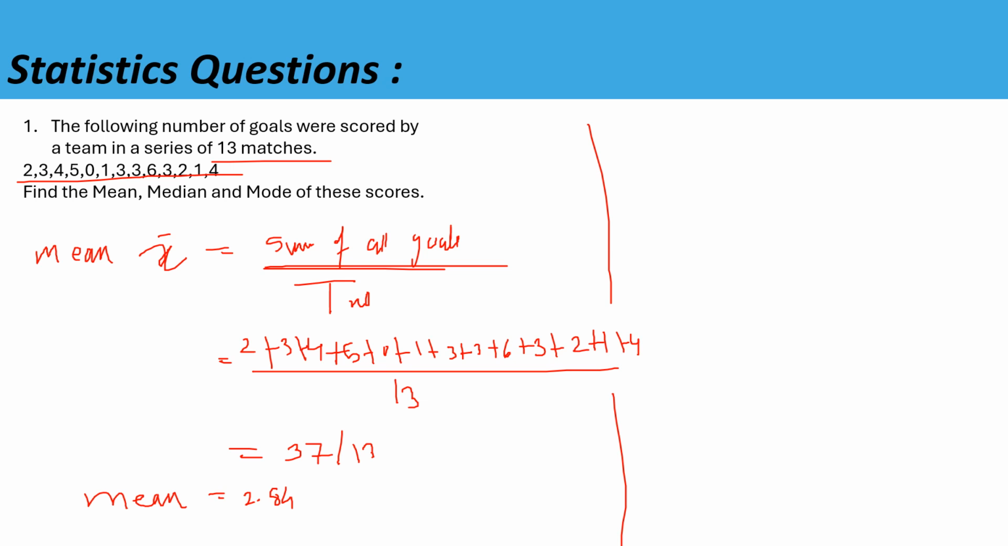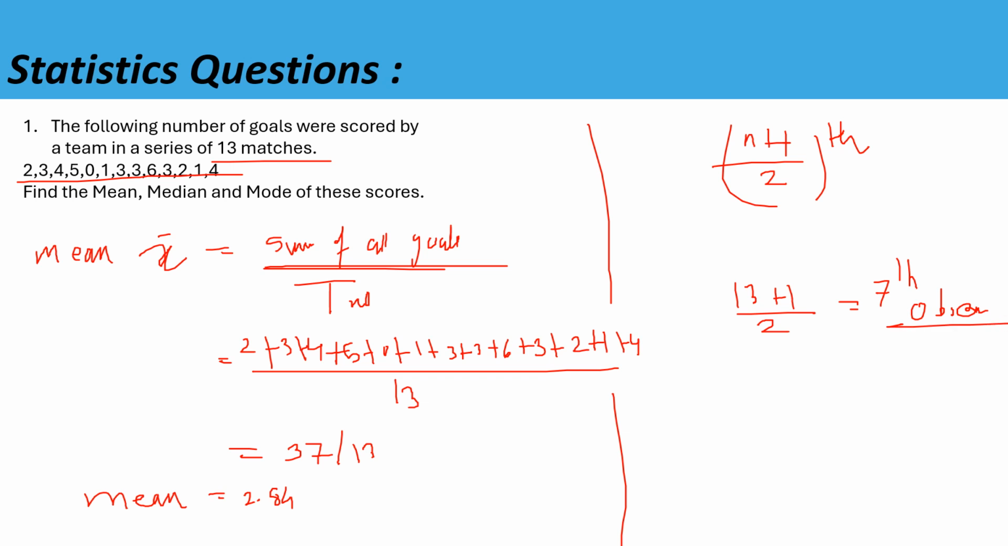So we have to find the median now. The median's formula is (n plus 1) divided by 2 th. Here n is the total number of matches, 13, plus 1 divided by 2, which is the 7th observation. So from these you have to find the 7th observation: 1, 2, 3, 4, 5, 6, 7. So the median of the data is 3.